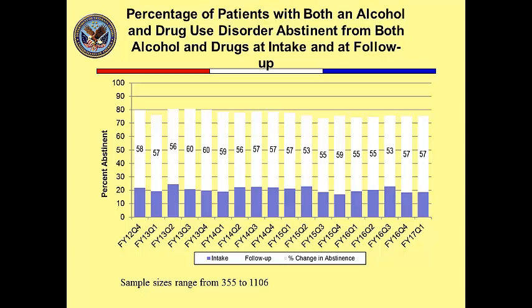And this slide is sort of providing a glimpse of what it looks like among those with both alcohol and a drug use disorder. So at least in our cohort, arguably some of the folks with more severe substance use disorders. Among those with both alcohol and a drug use disorder, about 2 in 10 are abstinent from both alcohol and drugs at intake. And then at follow-up, that rate rises to about 80%. And you can see here, this is sort of where our largest percent changes in abstinence occur.